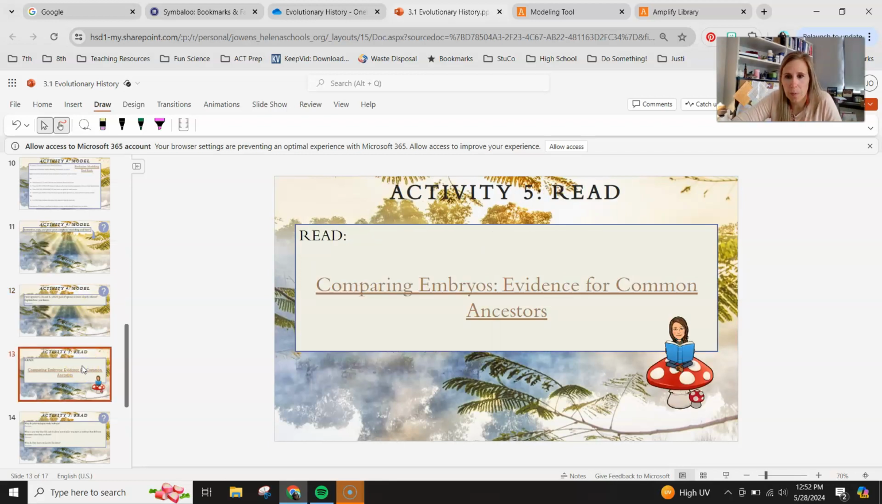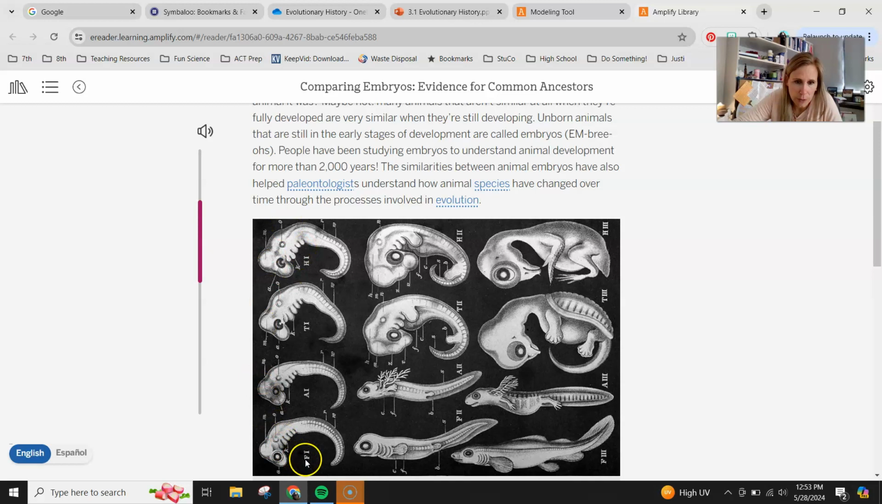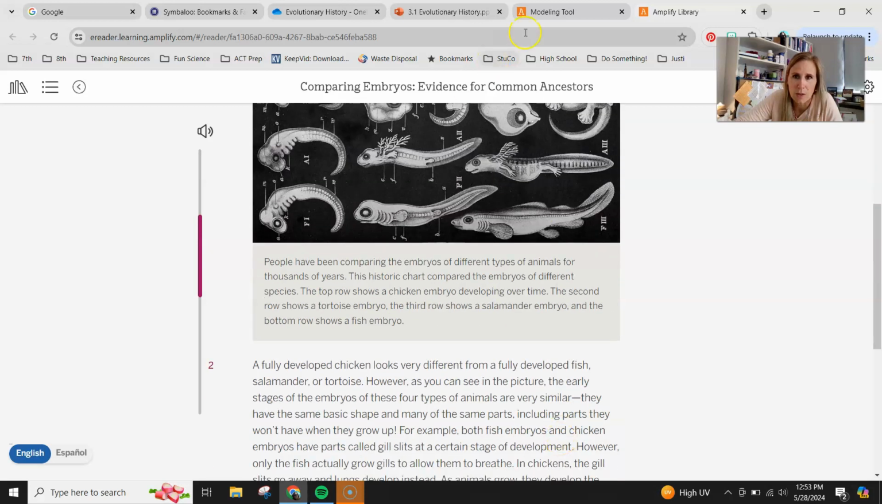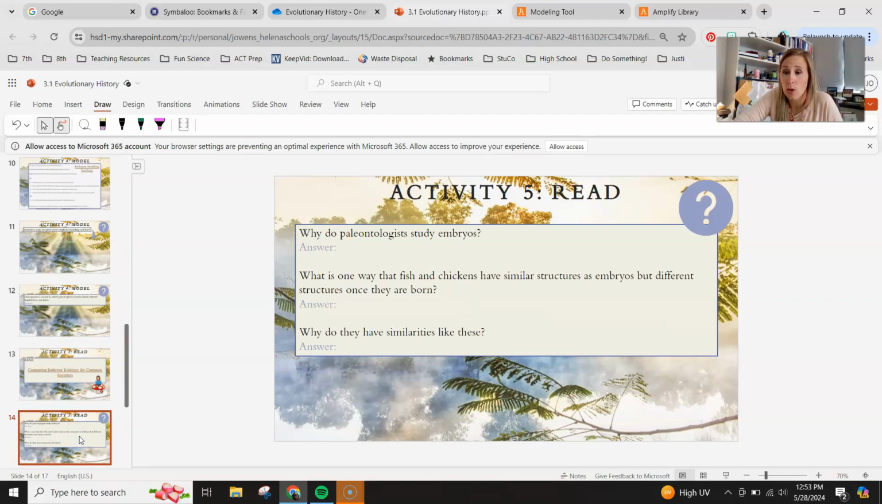Okay, finally, comparing embryos, evidence for common ancestors. You guys have this article to read. It looks like this, where you're going to look at different embryos. It's kind of fun to not look at what comes to the right here, but take a look and figure out what organism each of these is going to turn into, and see how it looks different and figure out what animal it's turning into. So read that very well, and then you're going to answer these questions using your own words. You may not copy and paste from the article.